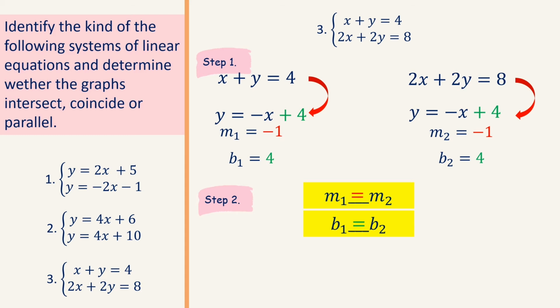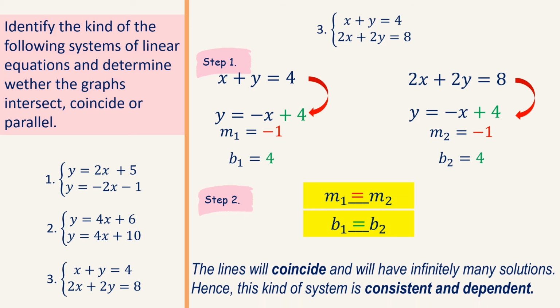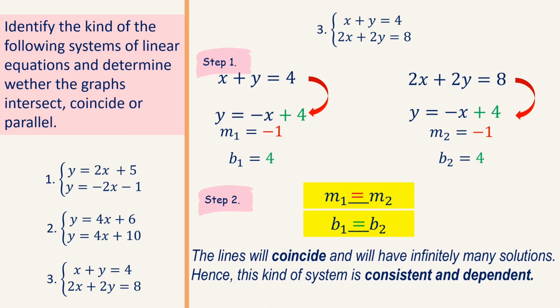Since the slopes and the y-intercepts are both equal, this kind of system is consistent and dependent, meaning the lines will coincide and will have infinitely many solutions.